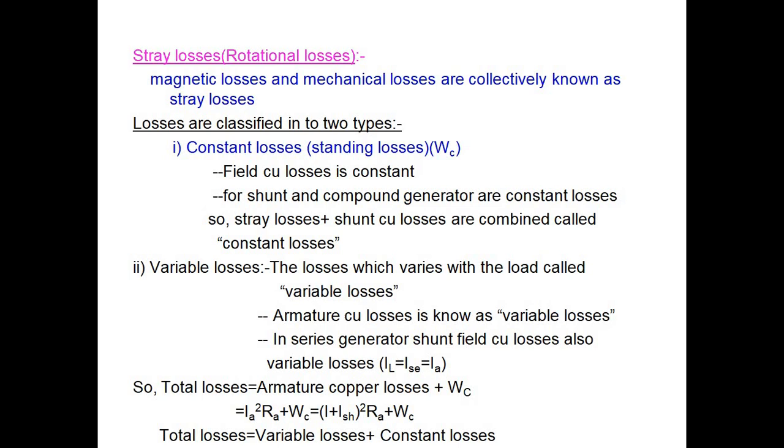Variable losses are the losses which vary with the load. Armature copper loss is known as variable loss. In a series generator, the series field copper loss is also a variable loss, that is, line current is equal to series field current and also armature current. The total losses is equal to armature copper losses plus constant losses: I squared into Ra plus Wc is equal to (I plus I_sh) squared into Ra plus Wc. Total losses is equal to variable losses plus constant losses.